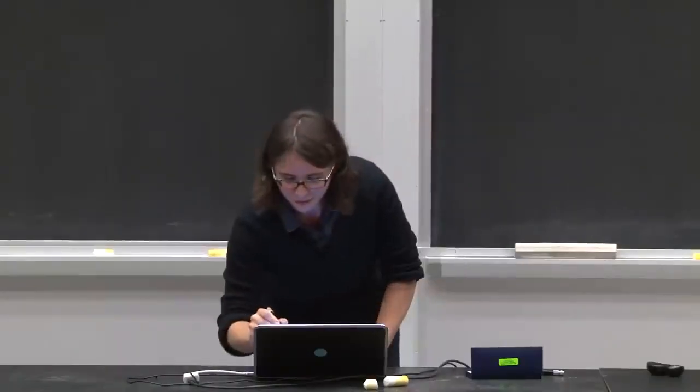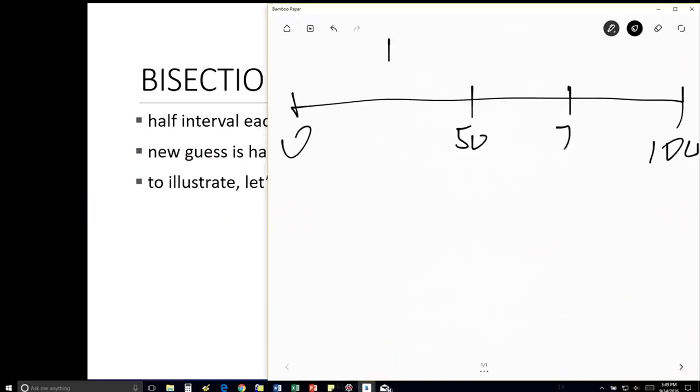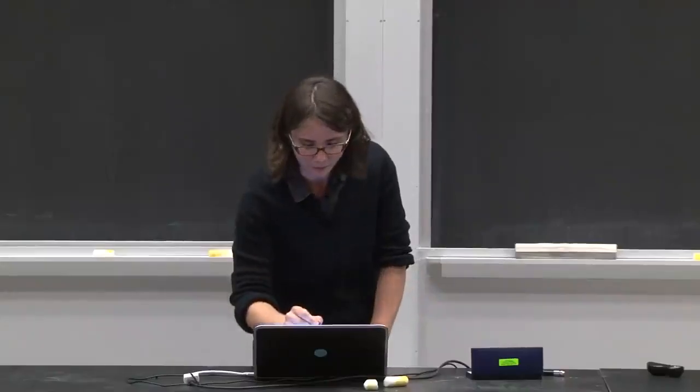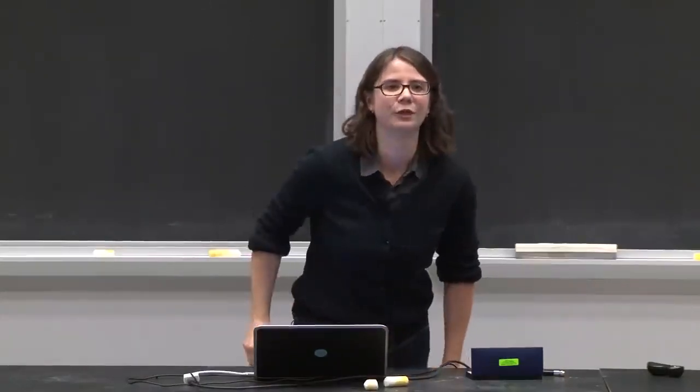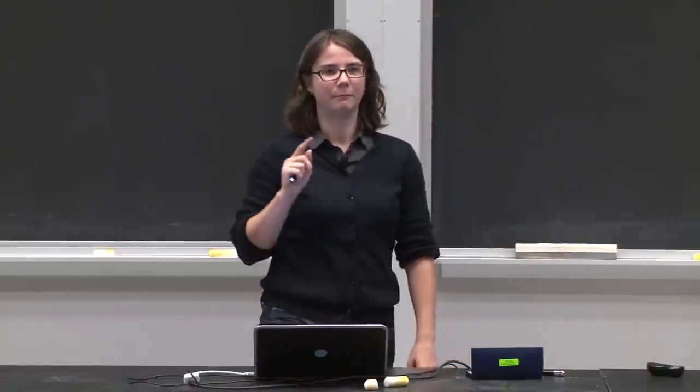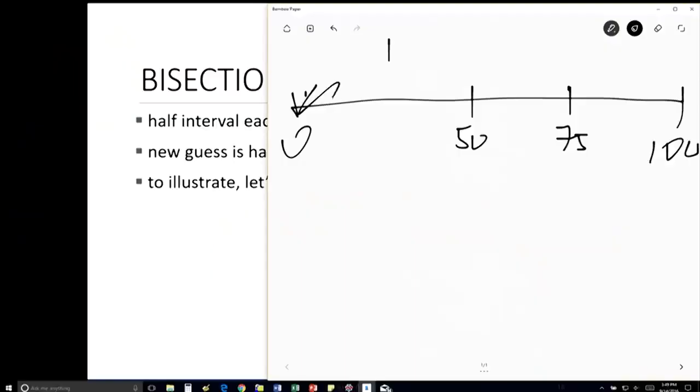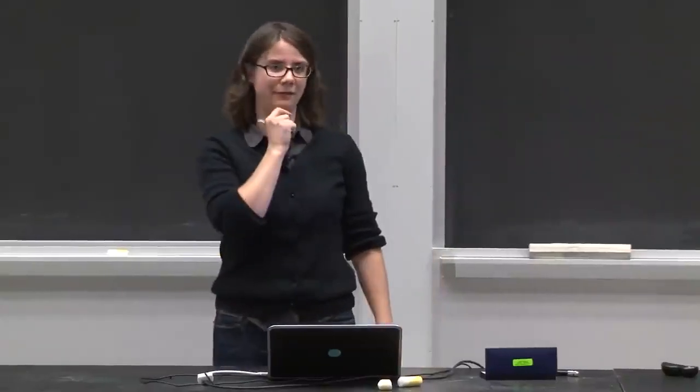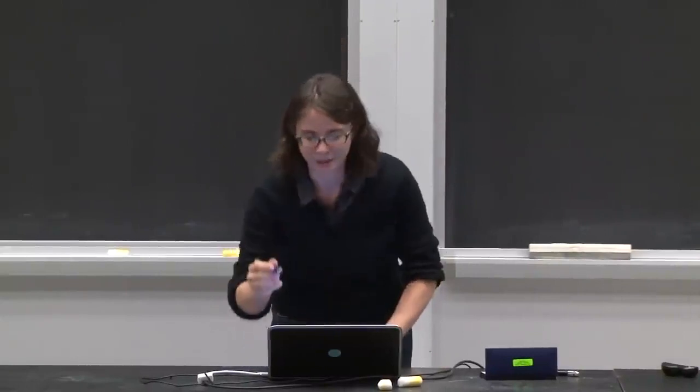Higher, OK. My next guess is going to be 75. And the reason I'm guessing 75 is because, what's your name? Sophie. Sophie said 50 was too low. So I immediately know that it cannot be any less than 50. So I've already eliminated half of the numbers, right? So my next guess is 75. Is your number 75?